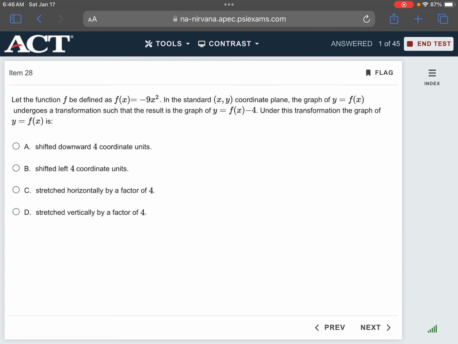So look at our choices: shifted downward 4 coordinate units. I don't even need to read the rest of them, but you could just to be safe. Left, nope. Horizontally, nope. Vertically, nope. So it just went down 4 units.